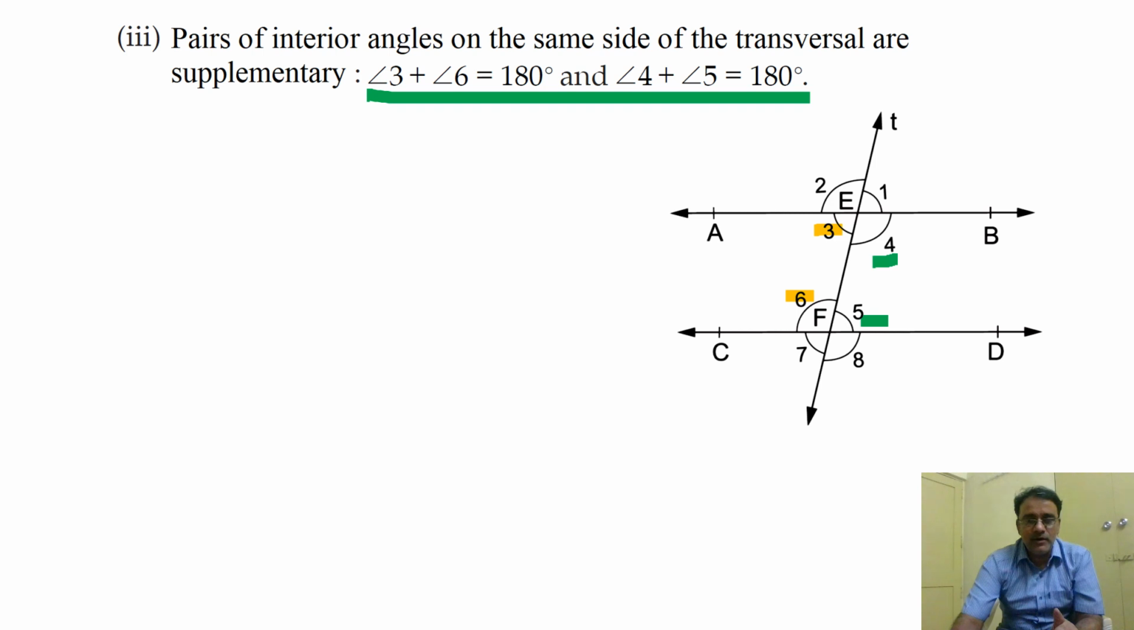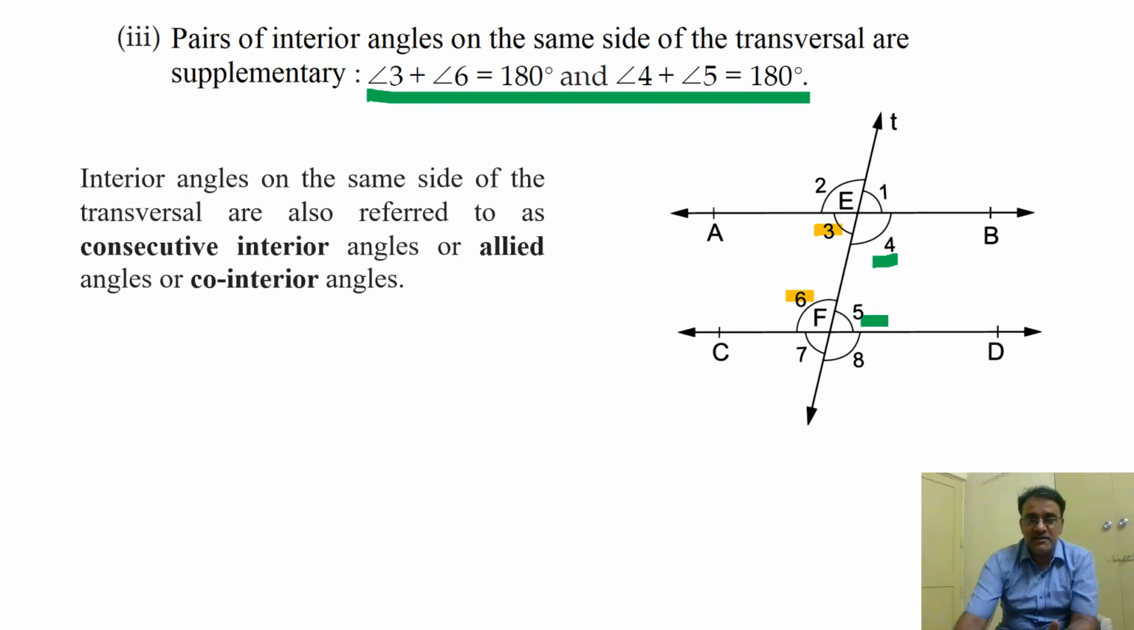Now one more important point is that interior angles on the same side of the transversal are also referred to as consecutive interior angles, allied angles, or co-interior angles.